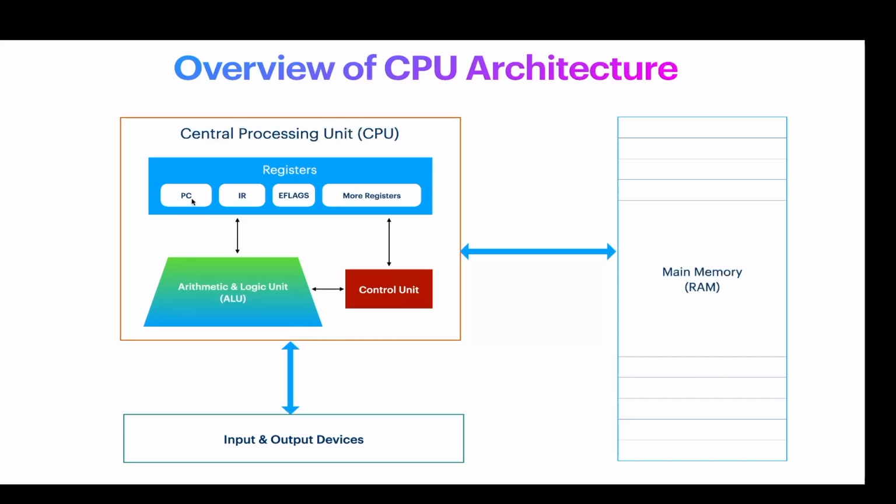These are some of the common registers. PC stands for program counter. This register is responsible to store the memory address of the next instruction that the CPU is going to execute. The instruction register, also called the IR register, is the register that holds the current instruction the CPU is executing.